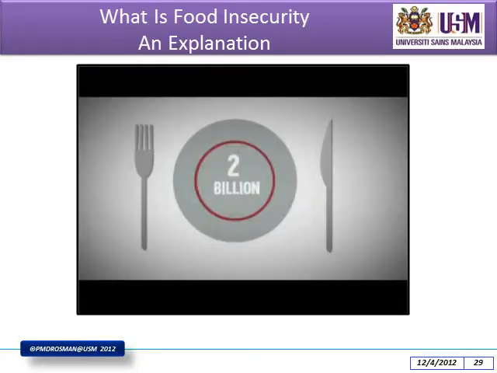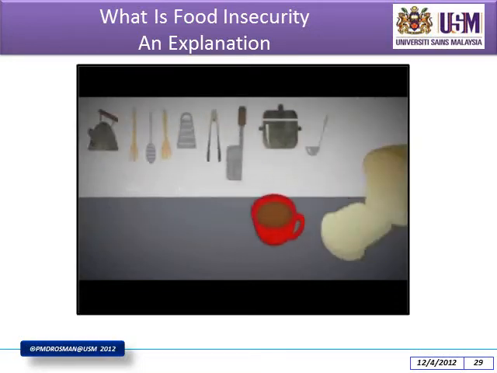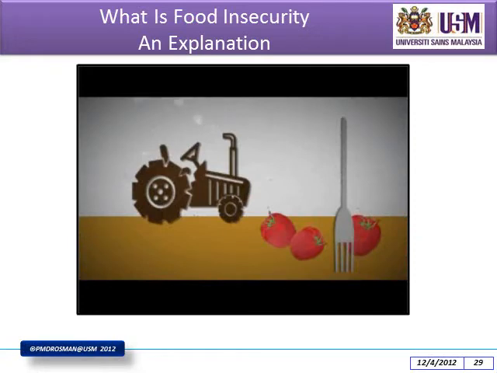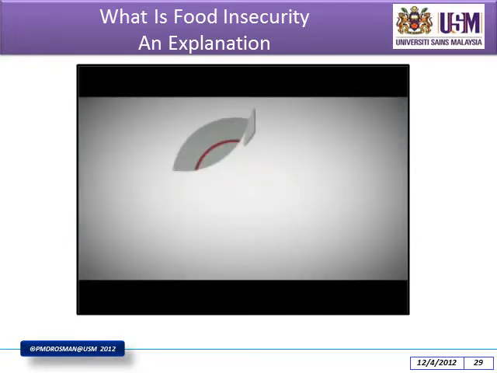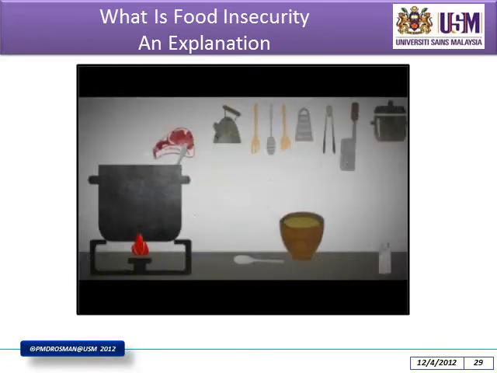2 billion people in the world are food insecure. Food insecurity is not knowing if you'll have enough food to eat today, tomorrow, or if you're a farmer, when food from your harvest runs out. The most extreme form of food insecurity is famine. If I'm food secure, I always have enough calories and the right kinds of food to lead a healthy and active life.